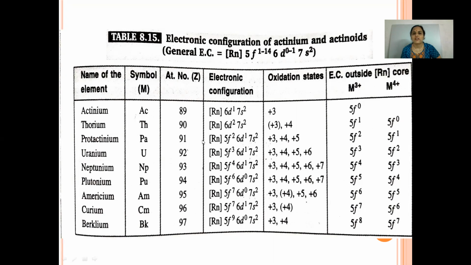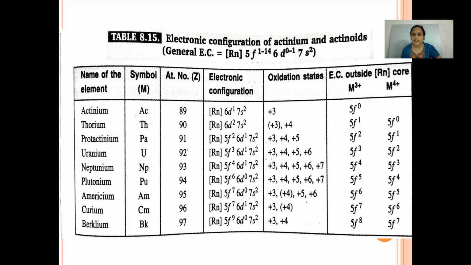Protactinium, 91 is its atomic number, [Rn] 5f2 6d1 7s2. Uranium, 92, [Rn] 5f3 6d1 7s2. Neptunium, 93, [Rn] 5f4 6d1 7s2. Plutonium, 94, [Rn] 5f6 6d0 7s2.